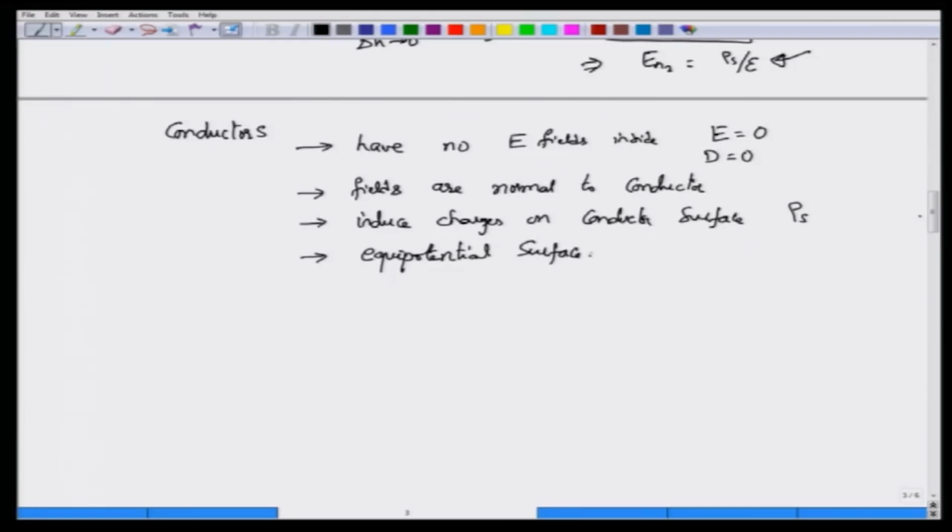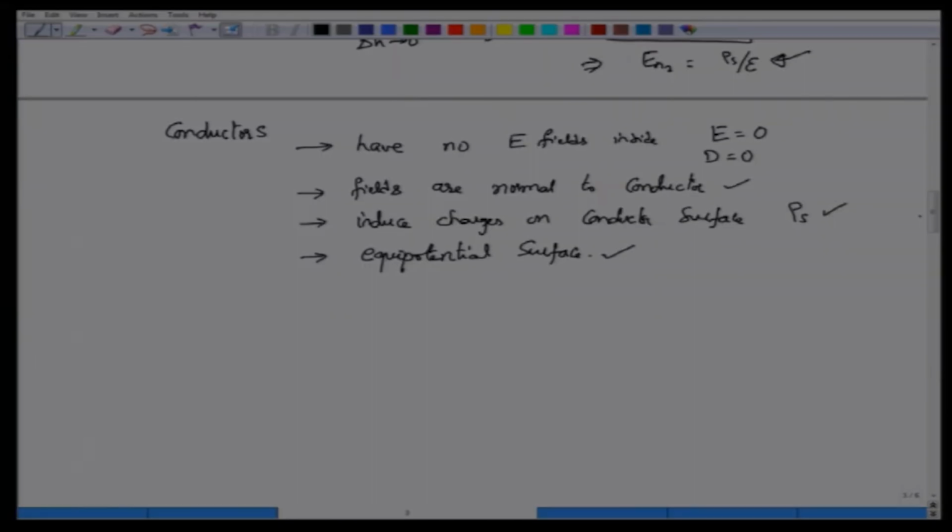Please note that these conductors that we have considered have no electric fields or D fields inside. We also have seen that the fields are normal to the conductor. Charges are induced on the conductor surface when they are immersed in an external electric field, and these conductors are equipotential surfaces.